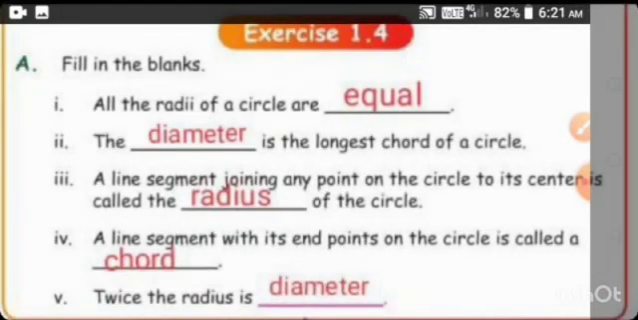And exercise 1.4, fill in the blanks. All the radii of a circle are equal. And second one, the dash is the longest chord of a circle. Diameter is the longest chord of a circle. And third one, a line segment joining any point on the circle to its center is called the radius of the circle. And fourth one, a line segment with its end points on the circle is called a chord. And fifth one, twice the radius is what? Diameter. Okay.